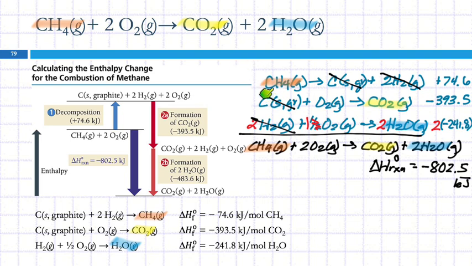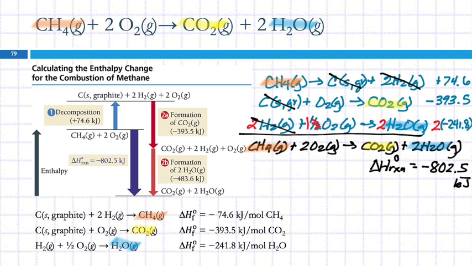Because this is the opposite of forming a mole of methane, right? It's taking apart a mole of methane. So that would be subtracting, so we're subtracting negative 74.6. Over here, we are forming 1 mole of CO2 and 2 moles of water, and so we're going to have this and 2 times that.